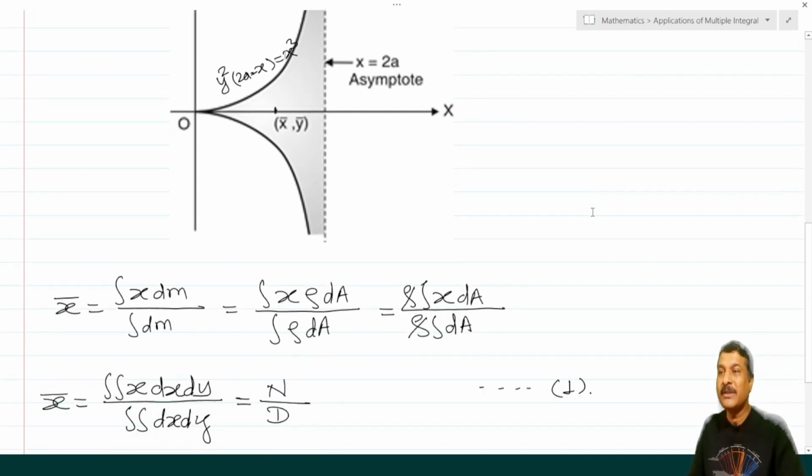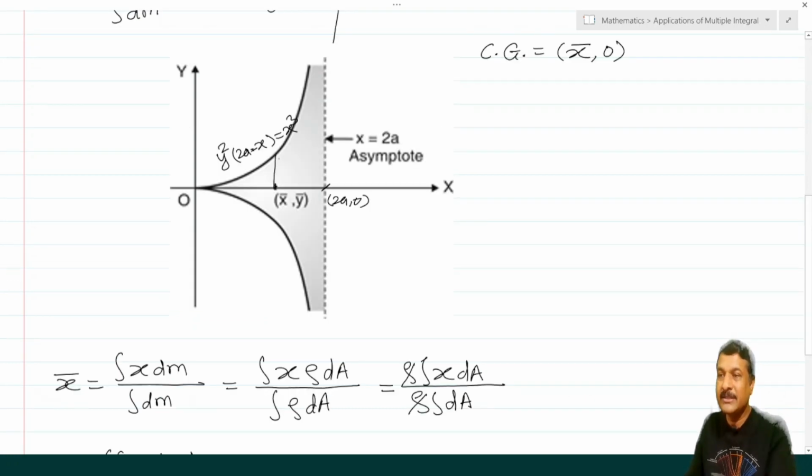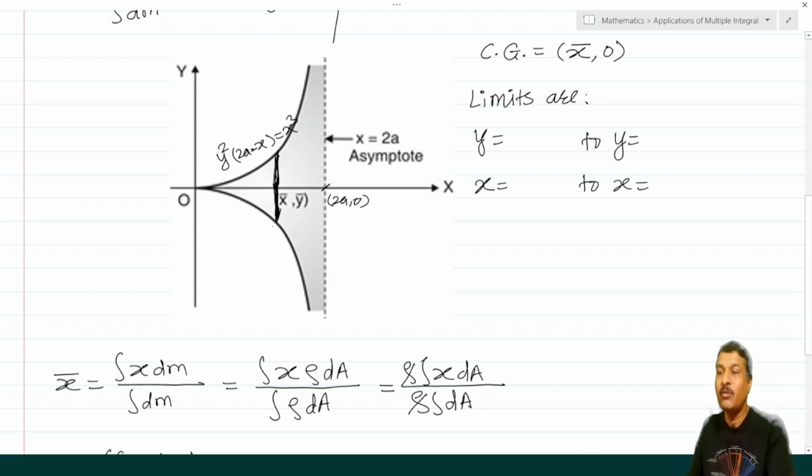Now, to decide the limits, we have to take a strip. Take a vertical strip. This vertical strip cuts the x-axis, meaning x is constant and y varies. Note that here the limits are: y varies and x is constant. So what is the value of y here? Note that here y square equals x cube upon 2a minus x. And what is the value of y?